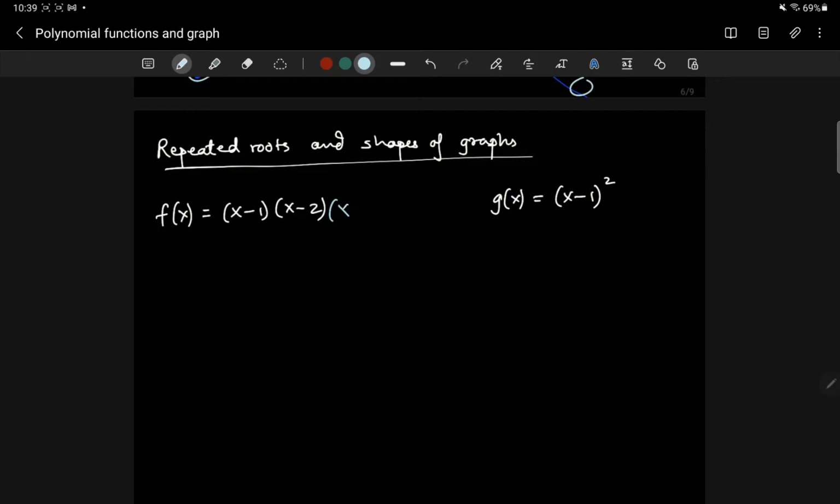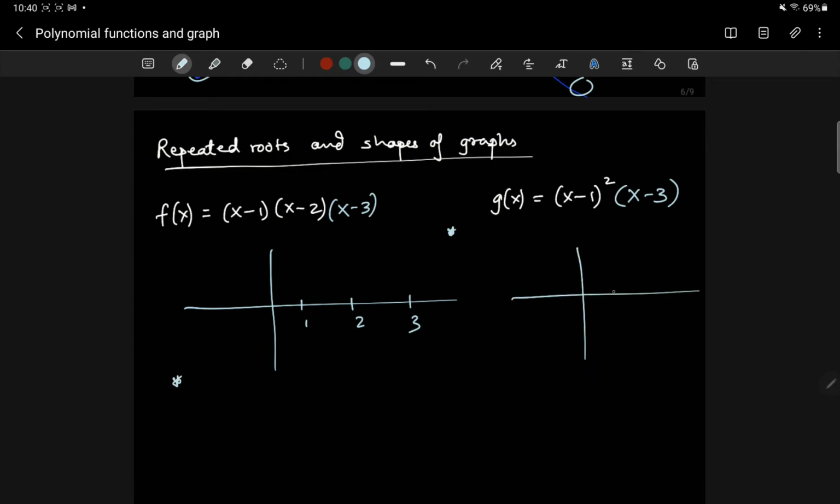Actually, let me add an (x - 3) to each of them. So over here, my roots are 1, 2, 3, and it's a cubic equation, right? So the end behaviors are here and here. In this example, I only have 1 and 3, but it's still cubic. So my end behaviors are still here, right?